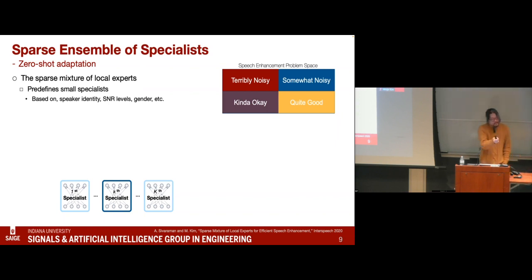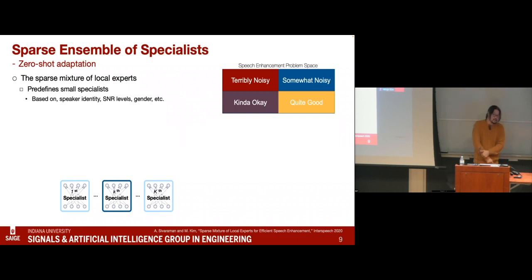In this particular case, we came up with this categorization of the speech enhancement problem into 4 subgroups. A very, very terribly noisy case, a quite good case, and so on. Because if you think of this problem, there are really harder cases where noise is really, really bad. Then you don't want to use a model that's specially designed for already clean speech, right? So in this way, we can come up with 4 different specialists ahead of time and then select them during the test. That's basically the idea.